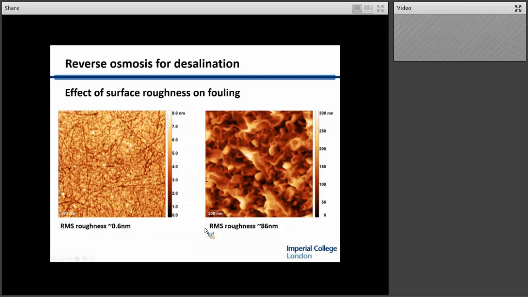And in fact, if I show you a couple of results from that. On the left, we have a smooth membrane that we've made on these cadmium hydroxide nanostrands. And on the right, we have a membrane with a roughness of 86 nanometers. So if you look at that side on, the effective thickness looks like about 86 nanometers, but actually it's a whole lot of films crumpled up that are probably only about 8 nanometers thick each.